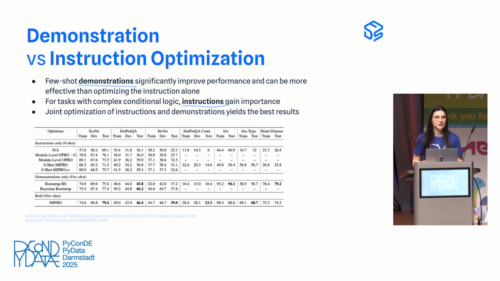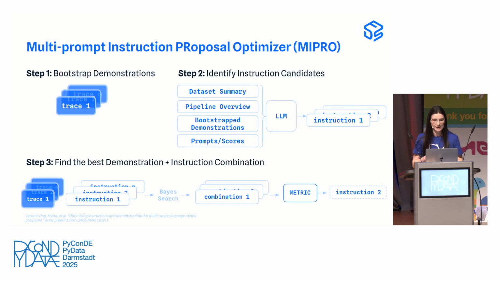However, the instructions become more important for tasks with complex conditional logic. Moreover, joint optimization of instructions and demos generally yields the best results. So how can we achieve that? One of the most well-known methods is called multi-prompt instruction proposal optimizer, or MIPRO. This method is able to optimize both instructions and demonstrations at the same time.